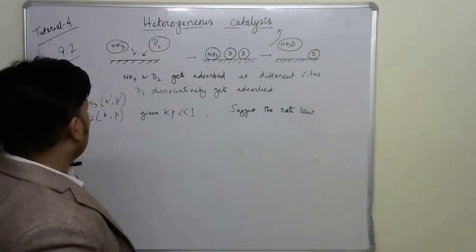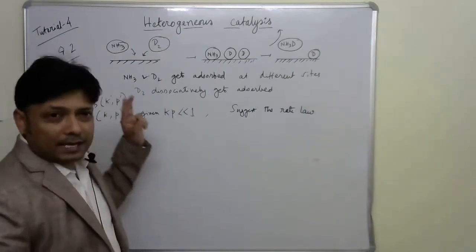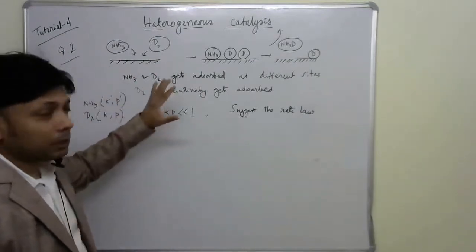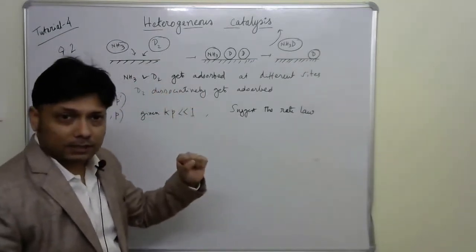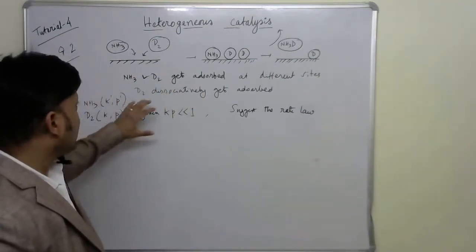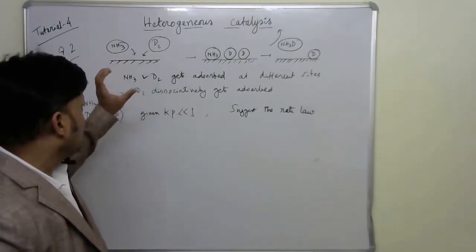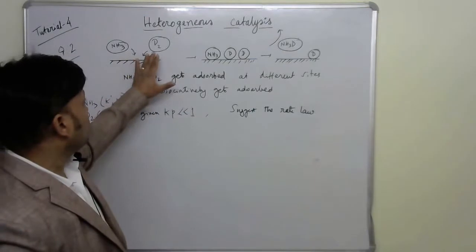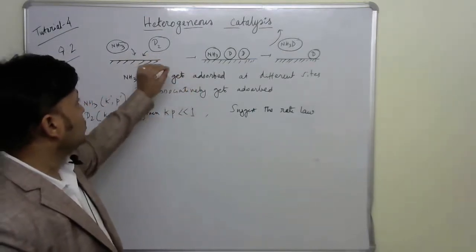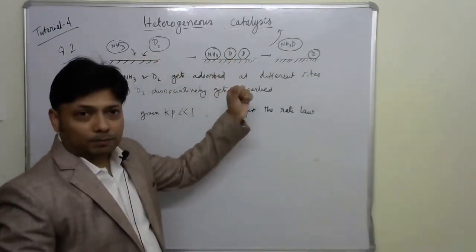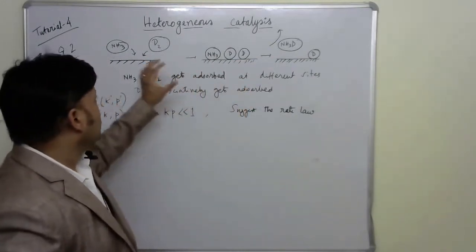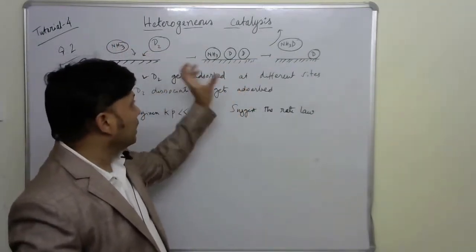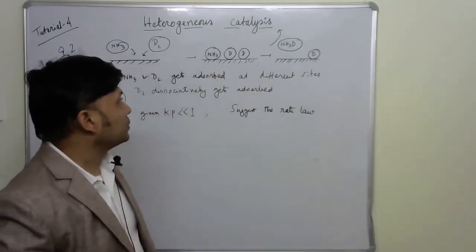In question number 2, it says that two gases, ammonia and deuterium, are getting adsorbed simultaneously but on two different sites. And it also says that the deuterium is dissociatively adsorbed. So that means when deuterium is getting adsorbed, it breaks into two deuterium atoms. Okay, so D2 goes into two D atoms. The D2 molecule is breaking into two D atoms.